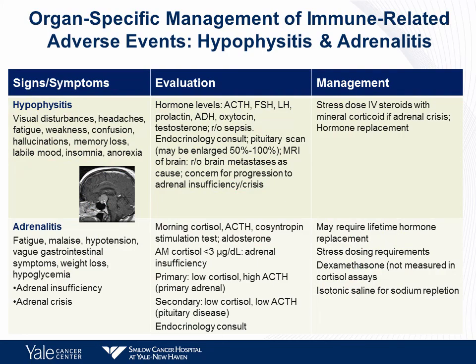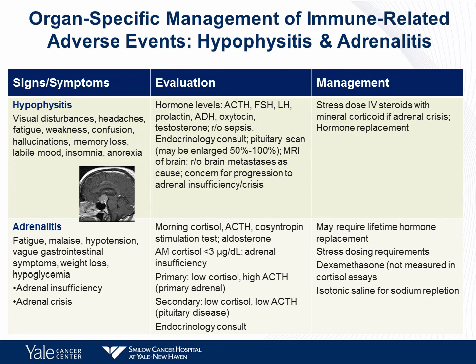The other two endocrinopathies that can develop are hypophysitis and adrenalitis. So hypophysitis, an inflammation of the pituitary gland, can lead to visual disturbances, headaches, fatigue, weakness, confusion, hallucinations, memory loss. In general, when these patients come in with these symptoms, our first concern typically is whether or not they have brain metastases. So obtaining an MRI of the brain is really crucial.